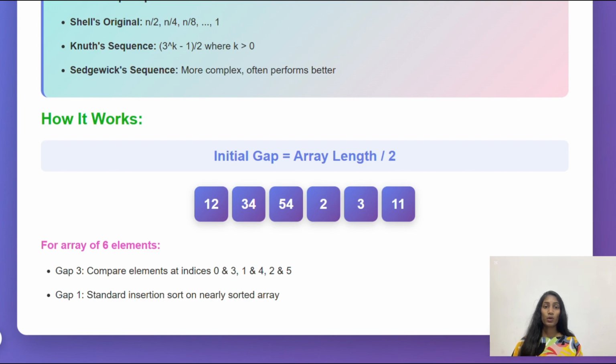Compare 3 with 2, already in order, no change. Compare 11 with 3, already in order, no change. Compare 12 with 11, already in order, no change. Compare 34 with 12, already in order, no change. Compare 54 with 34, already in order, no change. Since the array is already mostly sorted after the first pass, this final insertion sort is very quick. The result is 2, 3, 11, 12, 34, 54. Completely sorted.